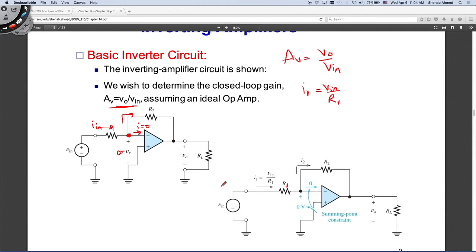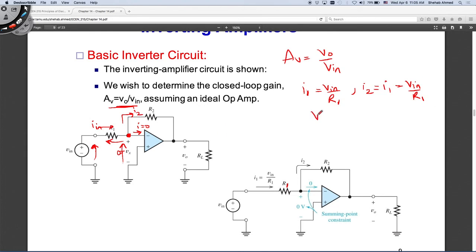Remember, I can do Kirchhoff voltage law around this loop. This voltage plus this voltage plus this voltage are equal to 0. Since this is 0, then these two are equal to each other and opposite in polarity, which means that I1 is equal to V input over R1. How about I2? I2 is equal to I1, which is equal to V input over R1.